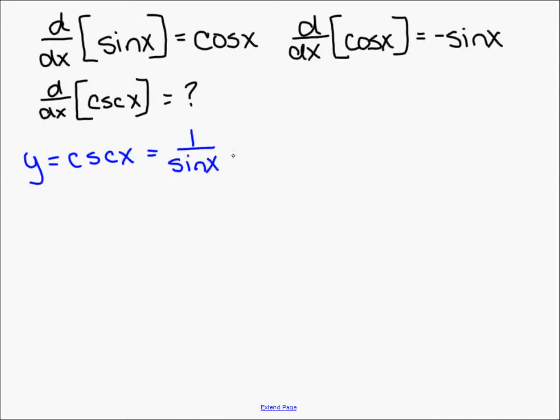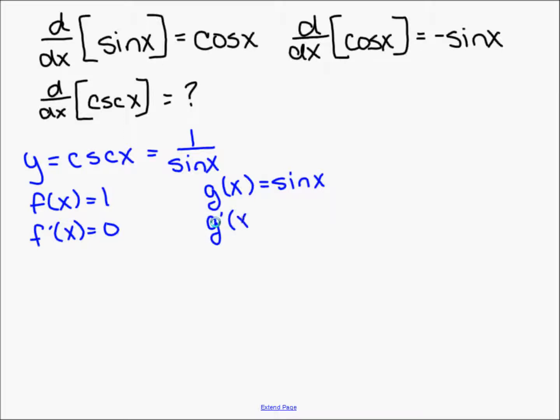Now, based on this identity, I'm going to find the derivative using my quotient rule. So I have f of x equals 1, which means that f prime of x equals 0. I have g of x equals sine x, and the derivative g prime of x equals cosine x. Now I'm going to use my quotient rule and my little mnemonic.